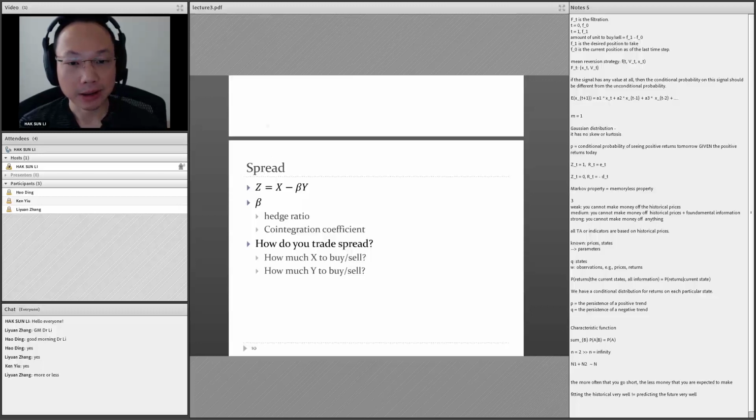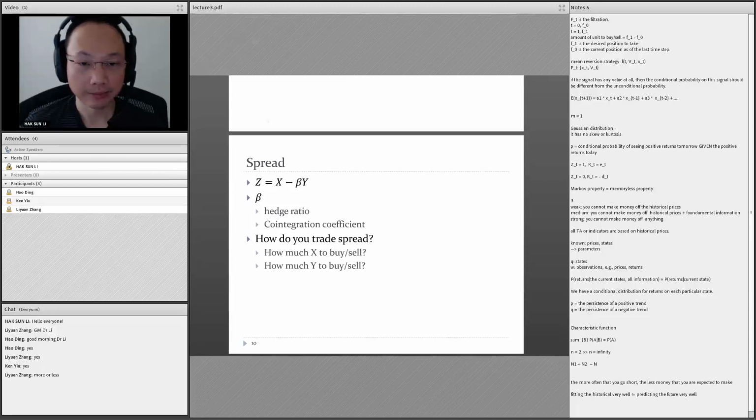The idea is very simple. Basically, from the underlying assets that exist in the market, you create a synthetic asset out of them. In this case, Z is a synthetic asset created out of X and Y, and X and Y are the underlying assets that exist in the market. When you are trading this synthetic asset, you are essentially trading both X and Y. So when you buy 1 unit of Z, you're buying 1 unit of X and selling beta units of Y. Likewise, if you're selling Z, you are selling 1 unit of X and buying beta units of Y.